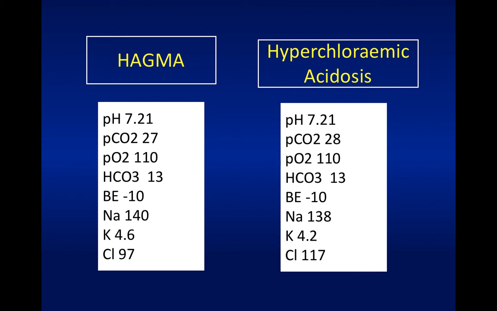So let's have a look at the HAGMA, high anion gap metabolic acidosis, on the left. Yep. So why don't I give Graeme a break? Should I do this one? This is good for my brain.